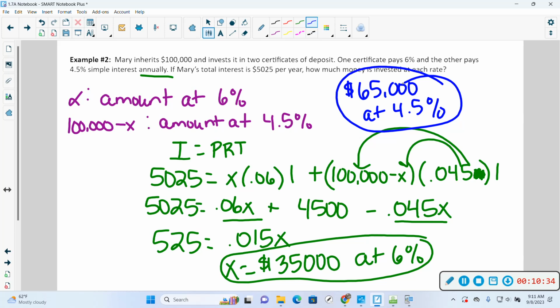So anytime you have anything with percentages, think about using that I equals PRT, the principal times the rate times the time. Because we have the two amounts, that's the reason we have the two terms here that we added together. That's as wild as the money gets.